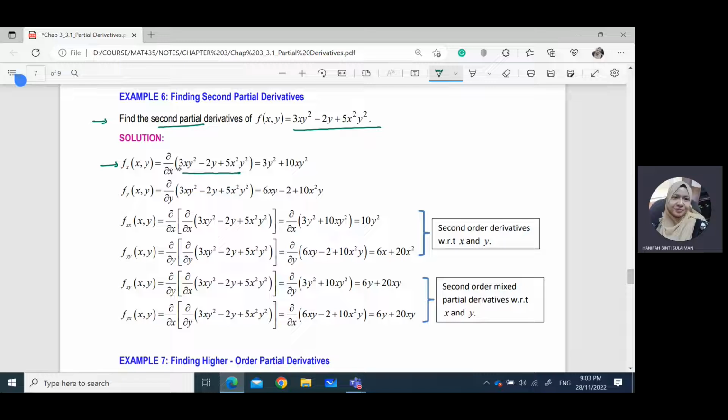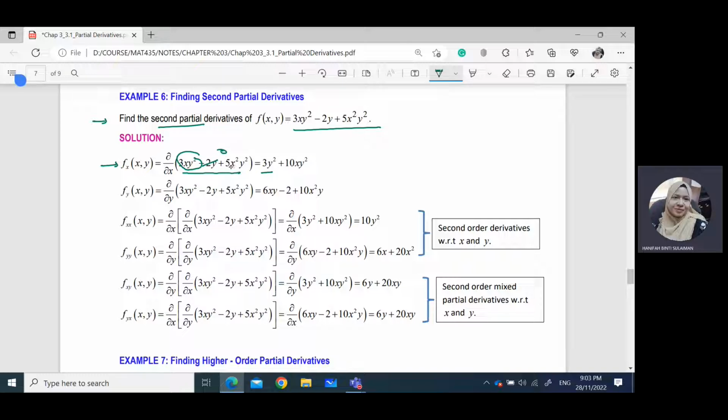So this is our function. So differentiate respect to x, y remain as a constant. Okay, as usual, y remain as a constant. So yang ni kita differentiate respect to x on 3xy squared. So we have 3y squared, and the next term, this one is about 2y. So 2y is a constant, so we have 0.